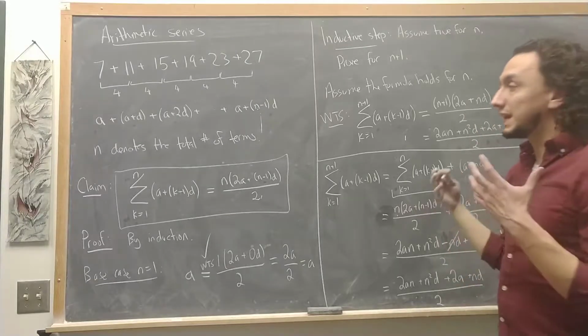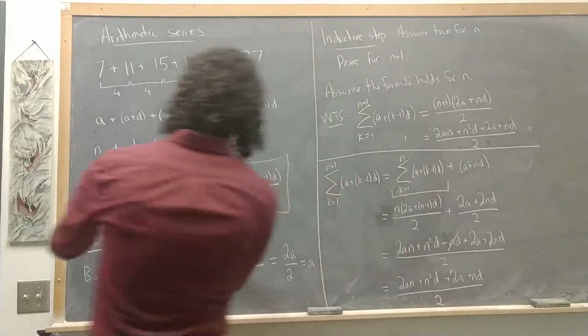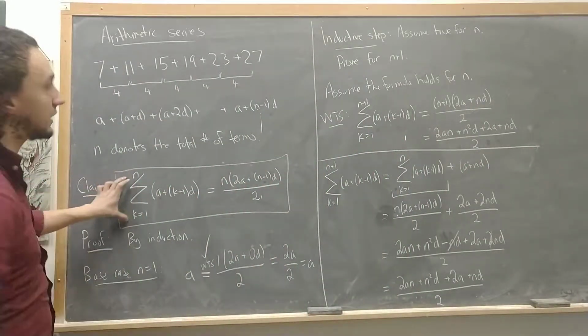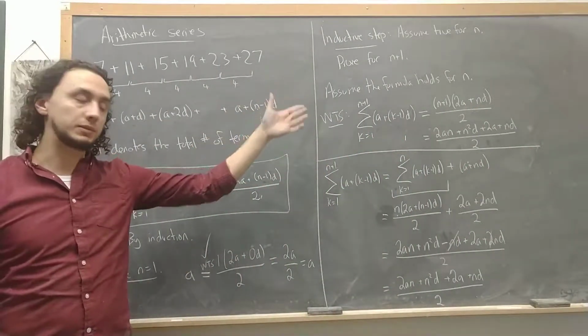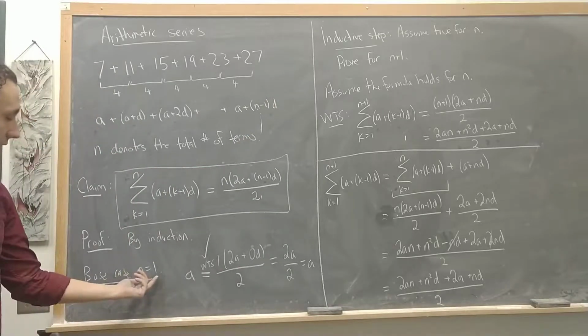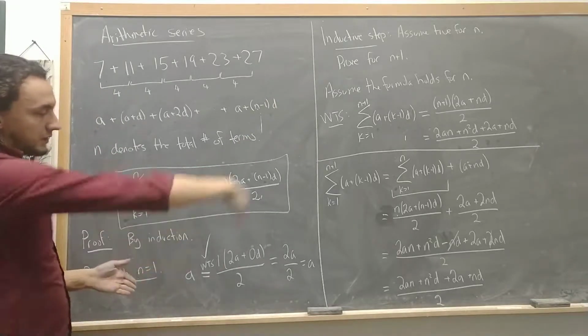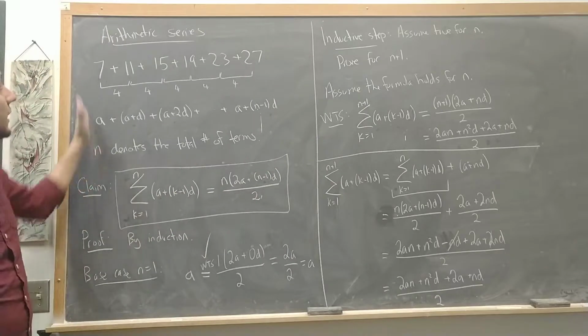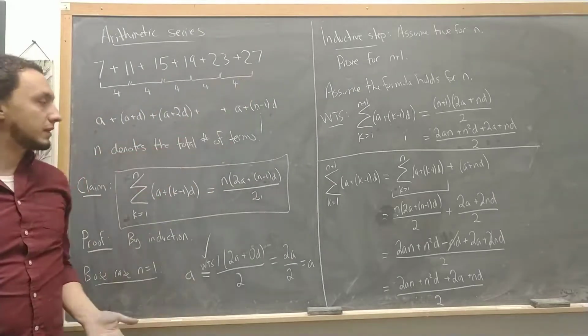So what we've shown is that if the formula holds for a sum up to n terms, then it must also hold for a sum up to n plus 1 terms. And since we know it holds for a sum of just 1 term, we can get all the way up to holding for any sum no matter how long it is, using mathematical induction.